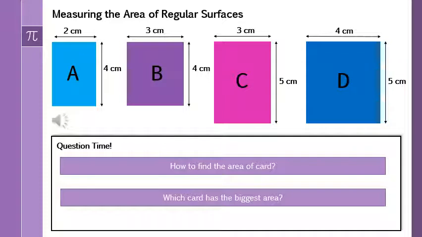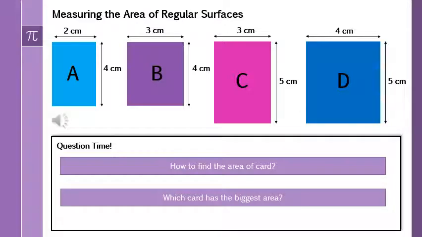So now, question time. The first one, how do we find the area of the card? Okay, so we were calculating the area of the card just now, right? How did we calculate? How did we find it? We use the formula for area of rectangle to calculate the area of card because usually cards are in rectangle shape, so we can just use the area of rectangle to find the area of the card.